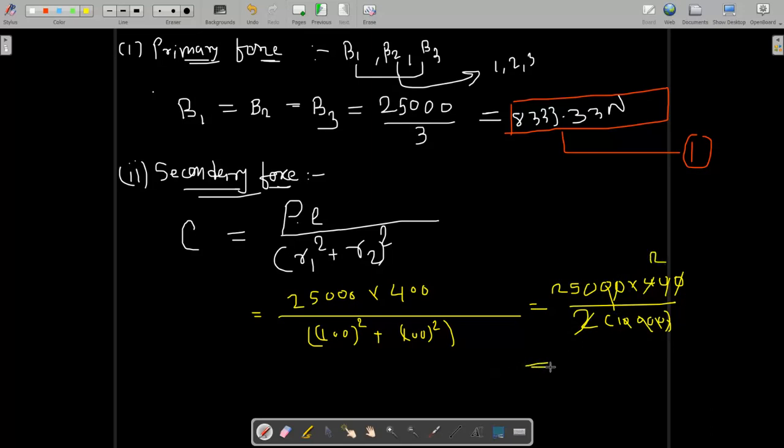Okay, so this is 500. The value of C is 500 Newton per meter. This is the one constant C. Now to find the secondary force in bolt 1, I am denoting it with B1 double dash. This is 500. We have to multiply.